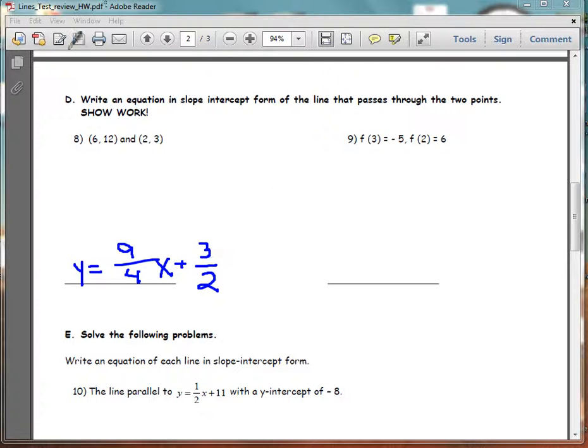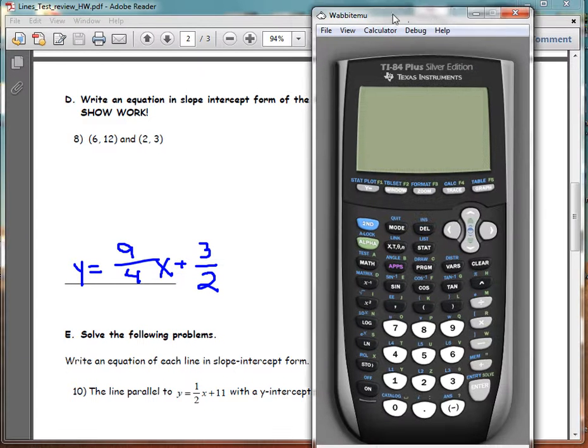Okay, now there's something that's going to help you on a tester quiz. When you get an answer and you're trying to see if this is right, you can utilize your calculator.